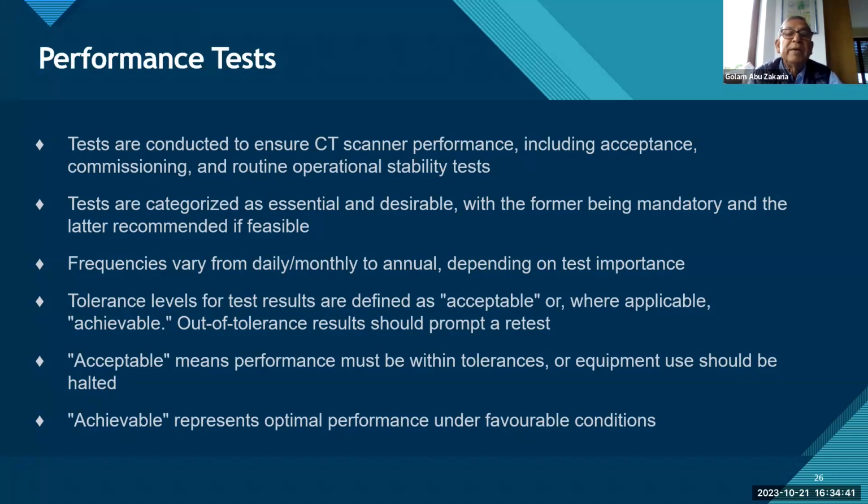Frequencies vary from day, month to annual, depending on the test importance. Tolerance levels for test results are defined as acceptable or, where applicable, achievable. Out of tolerance results should prompt a retest. Acceptable means performance must be within tolerance or equipment use should be halted. Achievable represents optimal performance under favorable conditions.